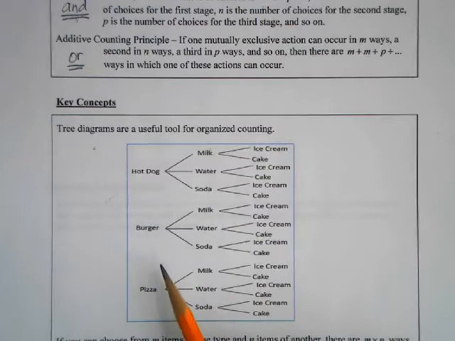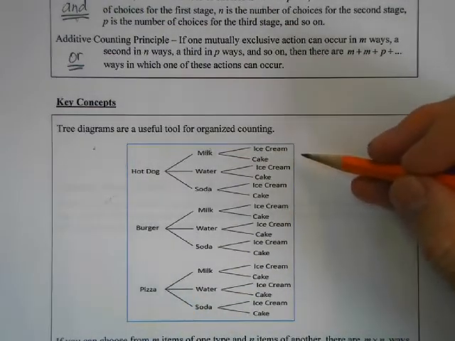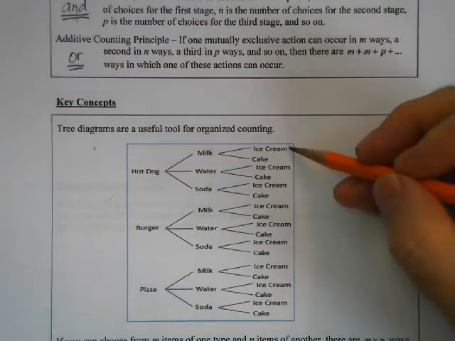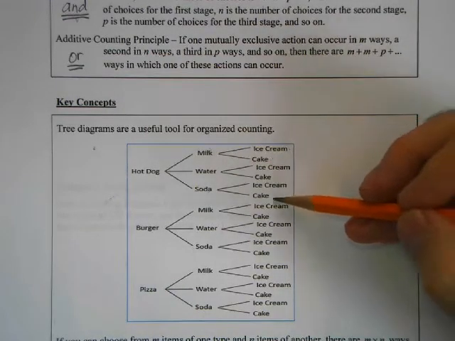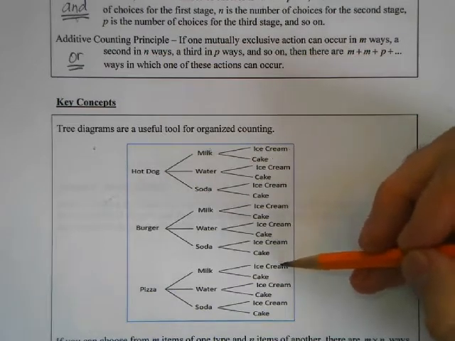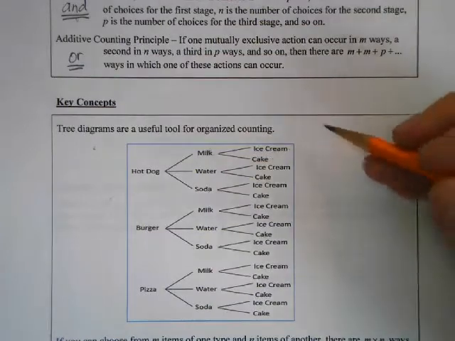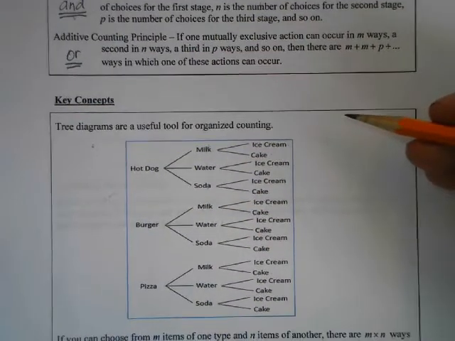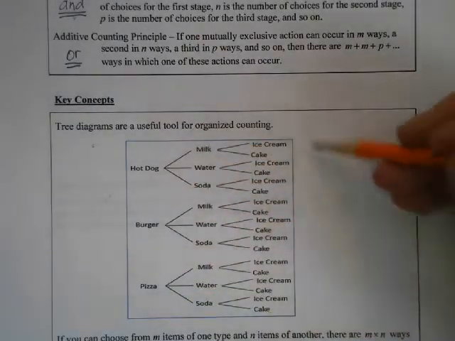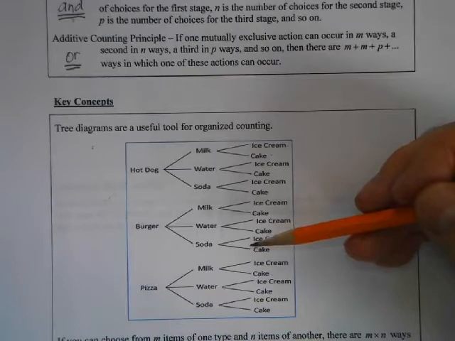So by the time I get to the end, I can see how many total choices I have. I can add all these end branches up. So I've got 1, 2, 3, 4, 5, 6, 7, 8, 9, 10, 11, 12, 13, 14, 15, 16, 17, 18. I have 18 different lunch combinations that I could choose from. Okay, so that's the way a tree diagram shows you how to organize your counting.